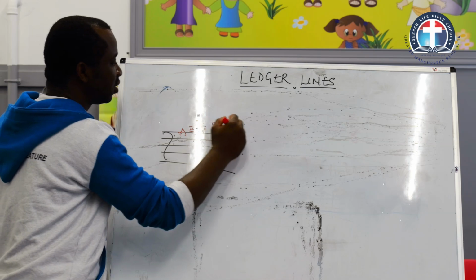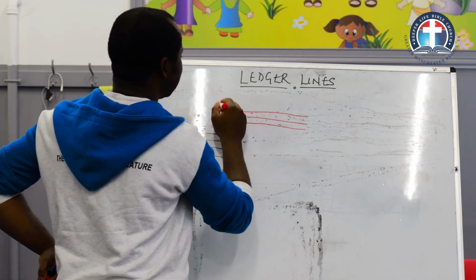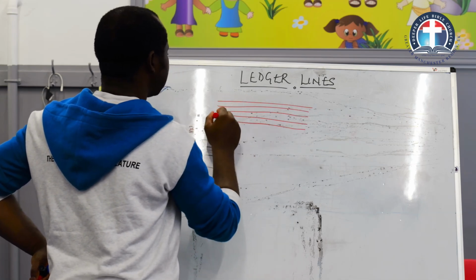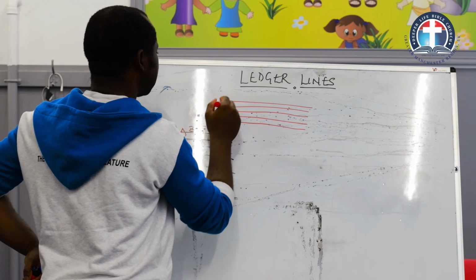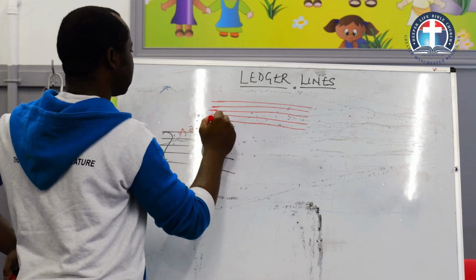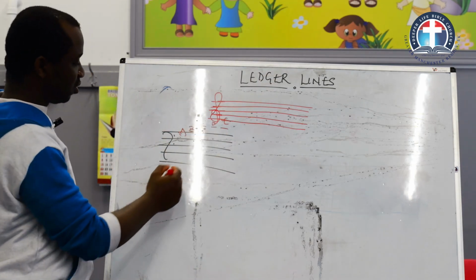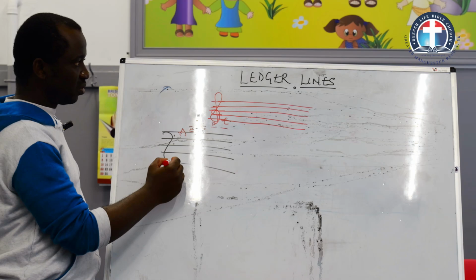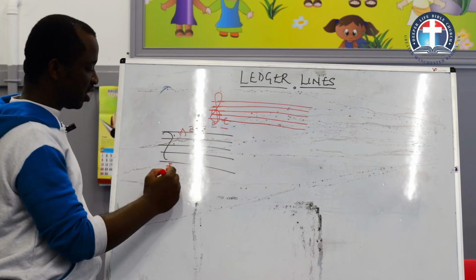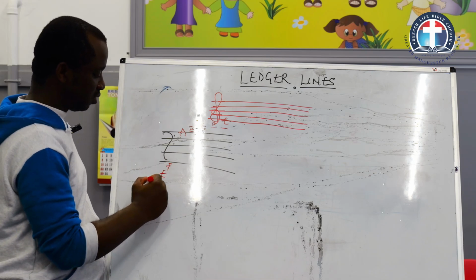E. So this E is what? The start of your treble clef. Okay, so, and then you can also take it down. What's this? Then this is F. Then first ledger line is what? E. Then you have D. Then you have C. Right?